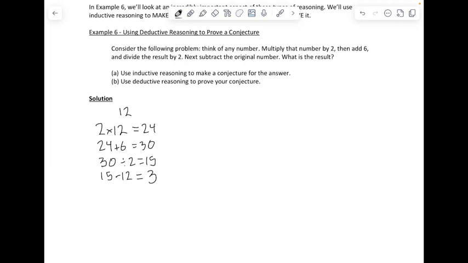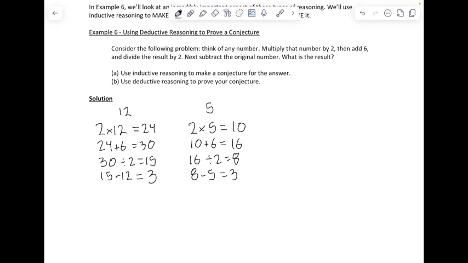Let's try it again. Again, we're just picking numbers at random. Let's try the number 5. Step 1, multiply by 2. 2 times 5 equals 10. Add 6. 10 plus 6 equals 16. Divide by 2. 16 divided by 2 equals 8. Subtract the original number. 8 minus 5 equals 3.